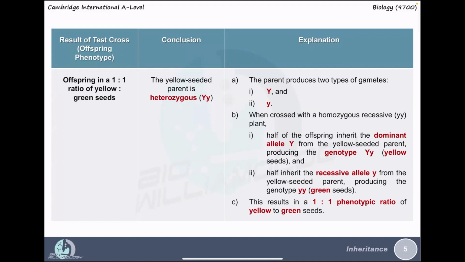Overall, based on the offspring phenotypes, we will be able to conclude the parental genotypes. But again, we don't carry out a test cross for a recessive trait, because when it comes to the recessive trait, we do not need to carry out a test cross. We know their genotype automatically.